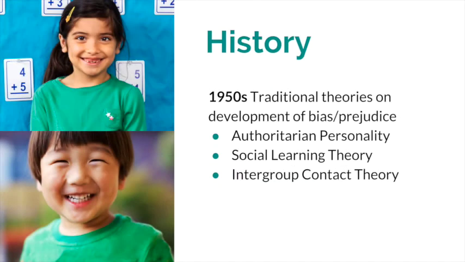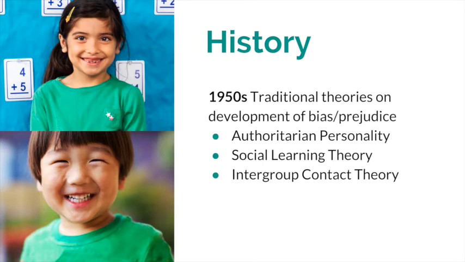Beginning in the 1950s, researchers proposed theories to explain these findings. Adorno and his colleagues first theorized that children who grow up in strict families or communities develop an authoritarian personality that shows excessive conformity and submission to authority, and hostility towards those who deviate from conventions.